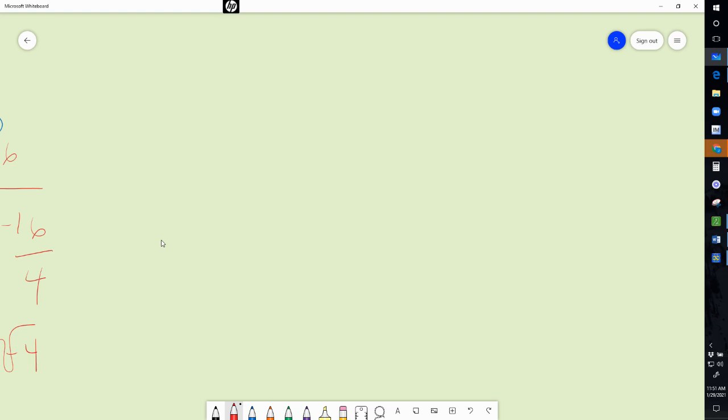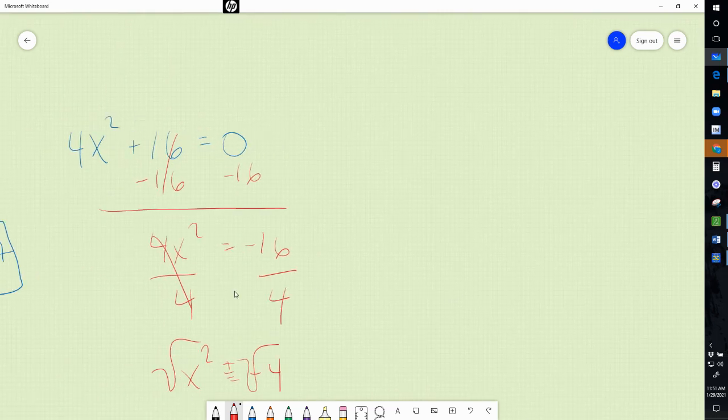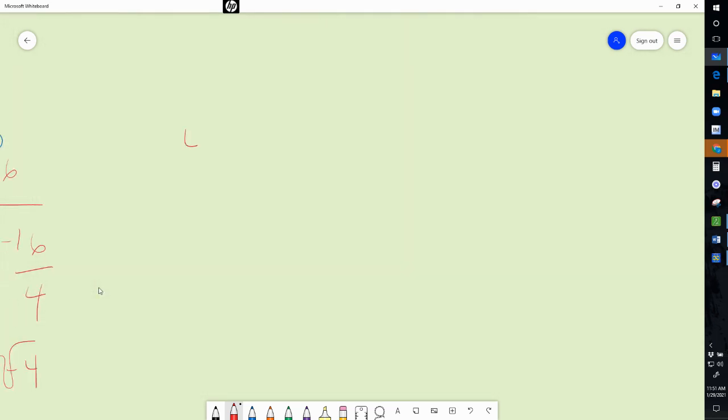You could actually still use quadratic formula. So let's pretend the equation said 4x squared minus 16 equals 0. You do have a b value in there, but it's 0. So here your a value is 4, your b value is 0, and your c value is -16, and you can solve quadratic formula using that method also.